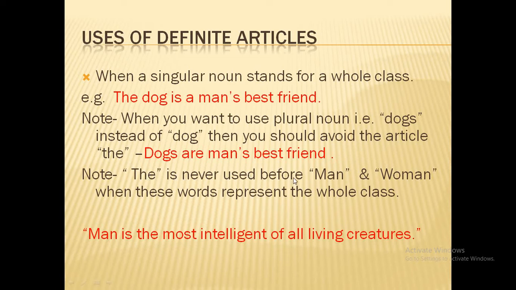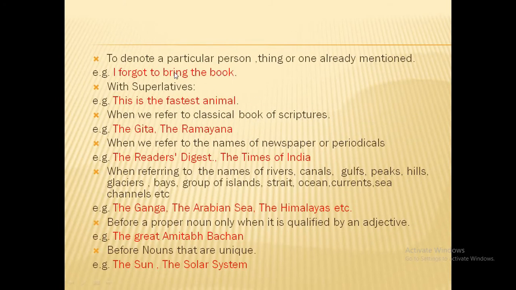The is never used before man or woman when these words represent the whole class. Man is the most intelligent of all living creatures. So man here refers to the whole human species. Now, there are some other uses. Let us look at them.